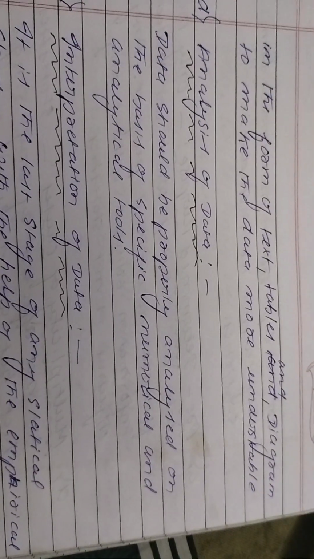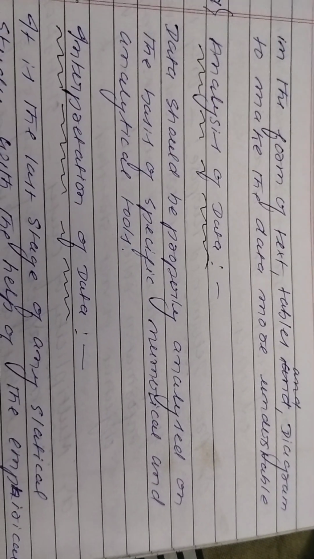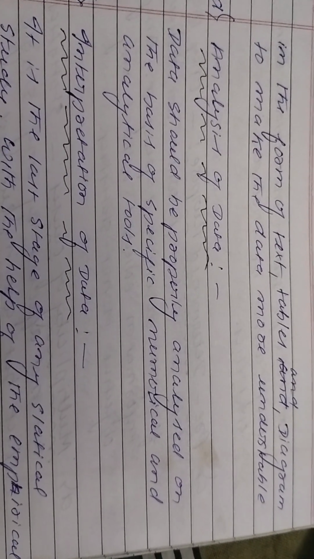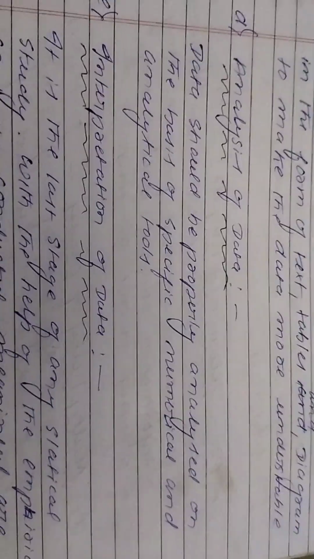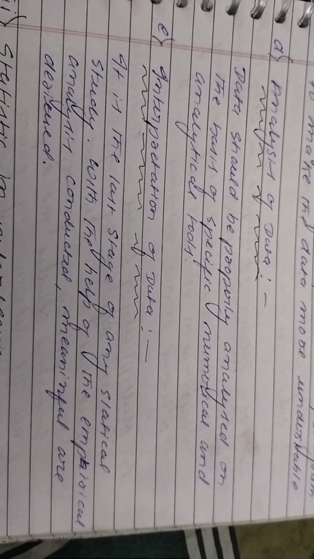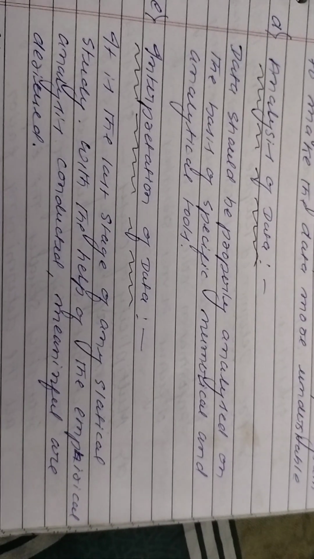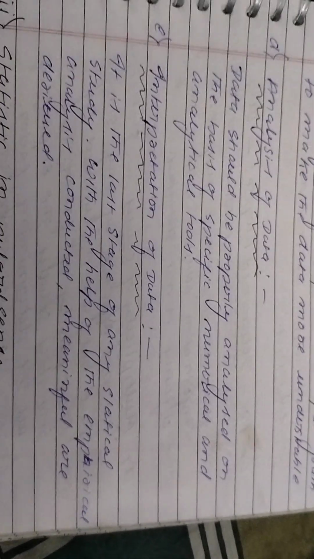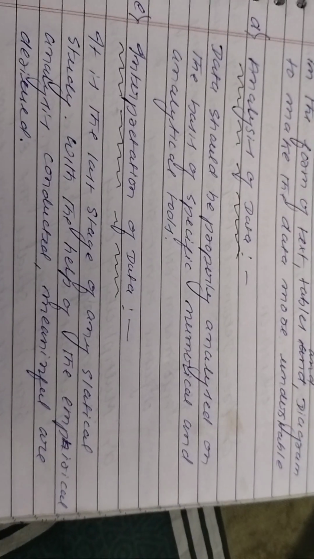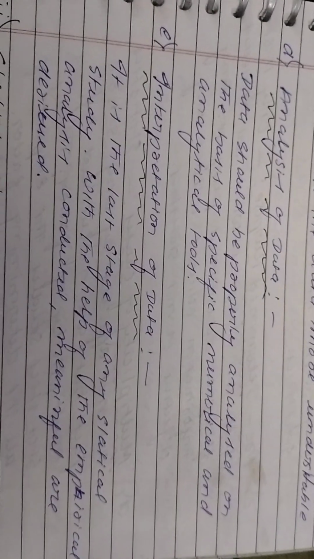Then analysis of data. The data should be properly analyzed on the basis of specific numericals and analytical tools. And interpretation of data is the last stage of any statistical study, where with the help of empirical analysis, meaningful conclusions are derived. Analysis of data is what you get from the graphical representation. Let's suppose section A topped from the other sections.